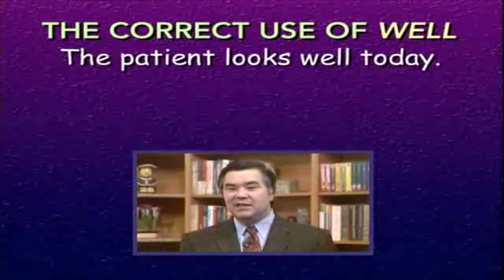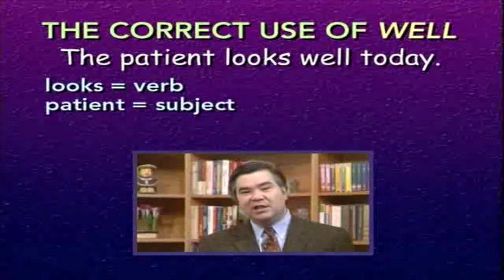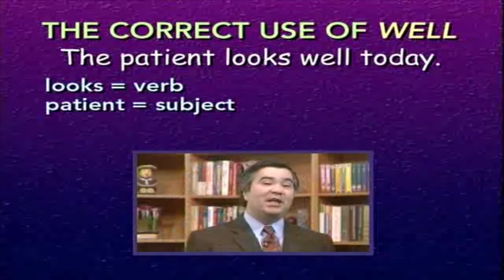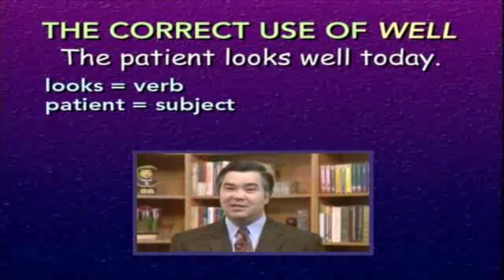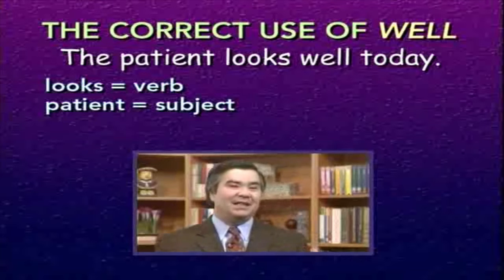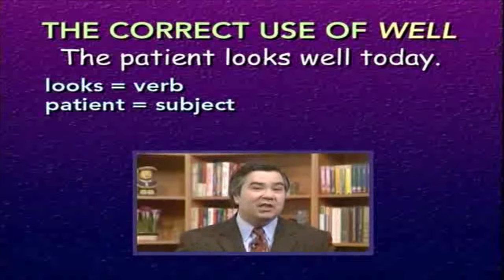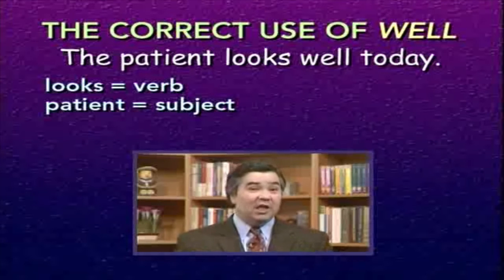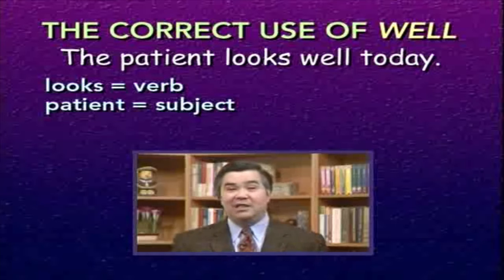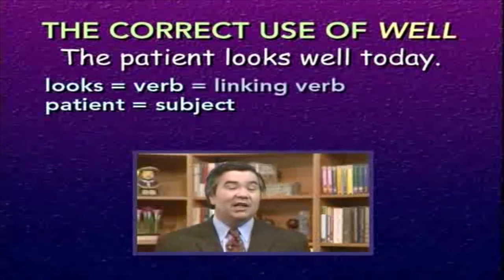What's the verb in this sentence? Looks. The subject, patient. Now, is looks in this sentence an action verb or a linking verb? Is it describing something that the patient is doing or something that the patient is? Well, if you think about it, this sentence is really describing something that the patient is. It's not telling something the patient did, but rather that the patient is or seems to be healthy. So the patient's state of being is being described, not an action that the patient is undertaking. So looks in this sentence is being used as a linking verb.